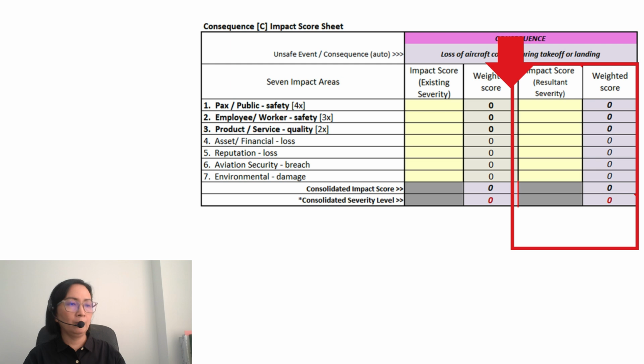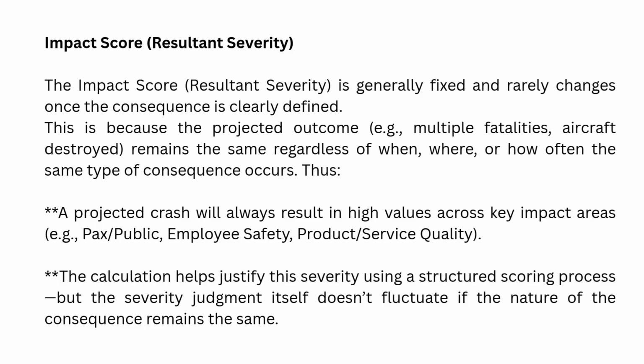The impact score, resultant severity, is generally fixed and rarely changes once the consequence is clearly defined. This is because the projected outcome, for example multiple fatalities, aircraft destroyed, remains the same regardless of when, where, or how often the same type of consequence occurs. Therefore, a projected crash will always result in high values across key impact areas, for example passenger, public, employee safety, product service quality. The calculation helps justify this severity using a structured scoring process, but the severity judgment itself doesn't fluctuate if the nature of the consequence remains the same.